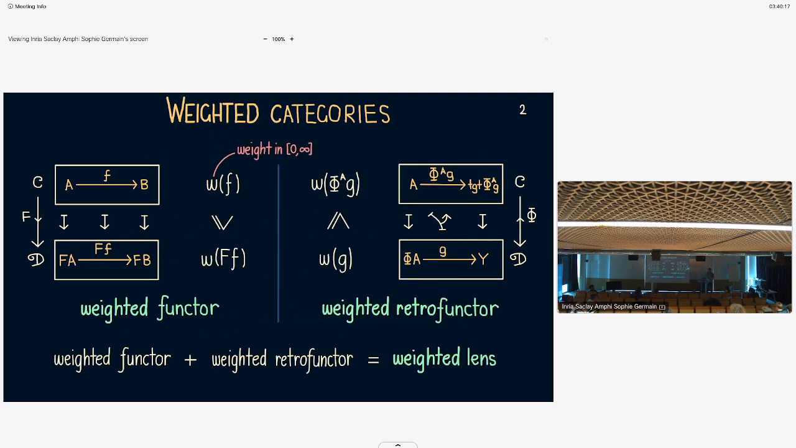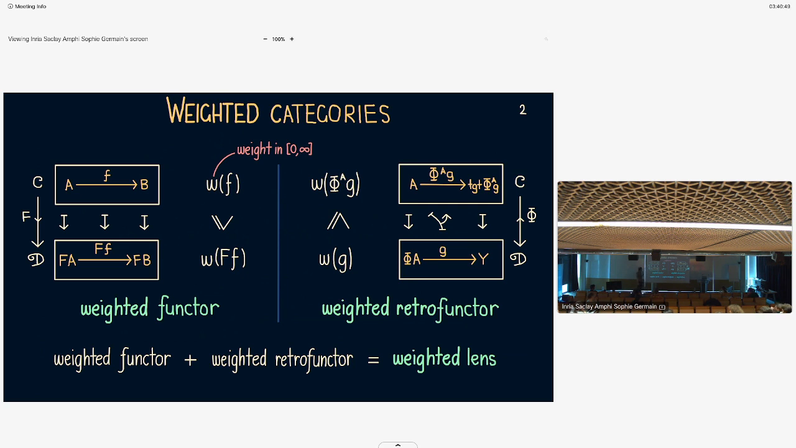Okay, so as I said, early last year, Paolo introduced a notion of weighted lenses. And these are very similar to delta lenses. So again, what is a weighted category is where I should start. A weighted category is a category where to every morphism we associate a weight, which is some number in this interval 0 to infinity. And then these weights have to respect composition and identities in an appropriate way.